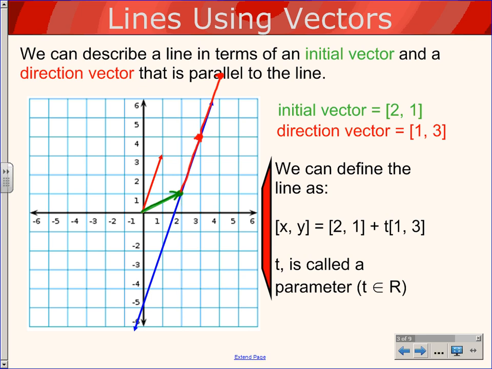This is how we're going to write the line then. Notice I've used square brackets, so we're writing this as a vector equation. It says x comma y, so the vector [x, y] is going to be defined by taking an initial vector, [2, 1], and then adding, it's got a little t there. t is a variable. t times this vector, which we call vector d, and that's called our direction vector.